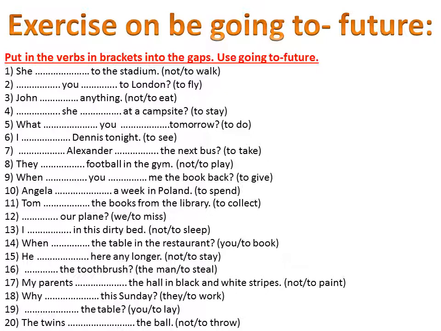Number 2. We use going to for prediction in the near future, when the speaker is sure because there are signs about it. For example, I feel cold. Look at those black clouds. It's going to rain.